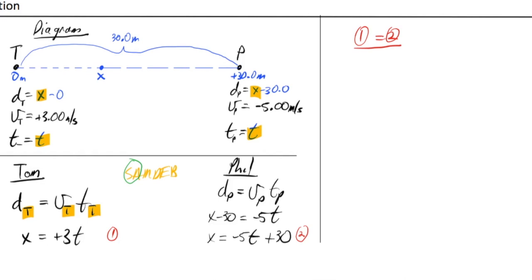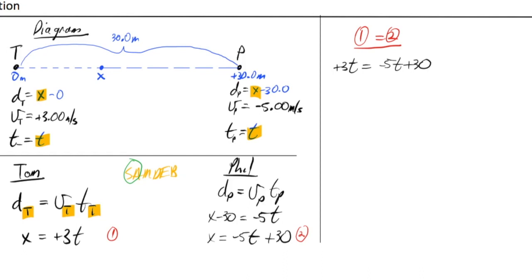We could have done 2 equals 1, but the reason why I did 1 equals 2 is I'd like to have my variable on the left side of the equation, and I would like it to be positive. So as you can see, this is positive, but this is negative over there. As a result, I'm going to eventually have to bring this negative 5t term to the left-hand side, and I just prefer things to be positive. Again, there's no law saying that you have to do it this way. I'm just recommending it. Okay, so we have 3t is equal to negative 5t plus 30.